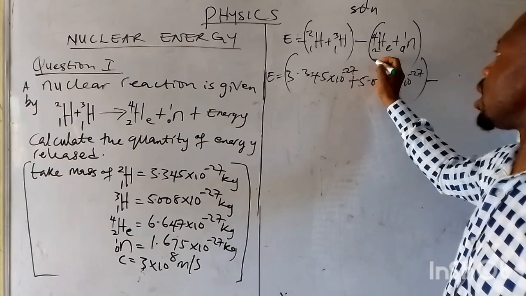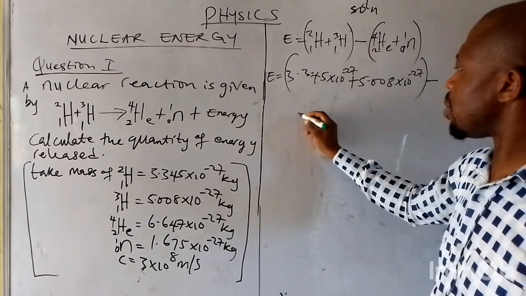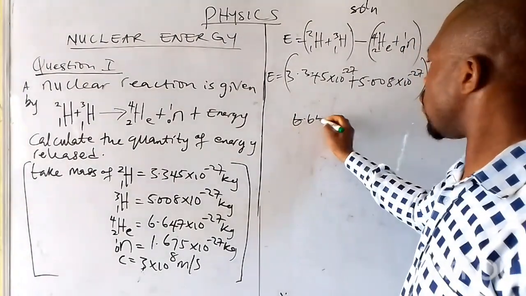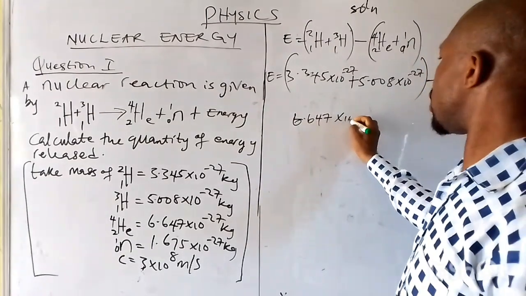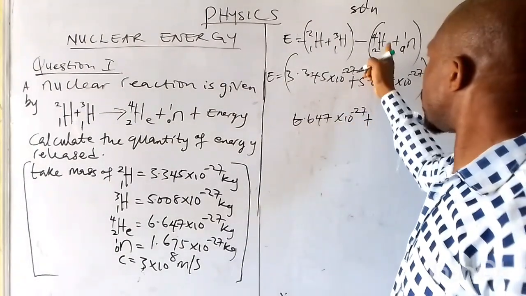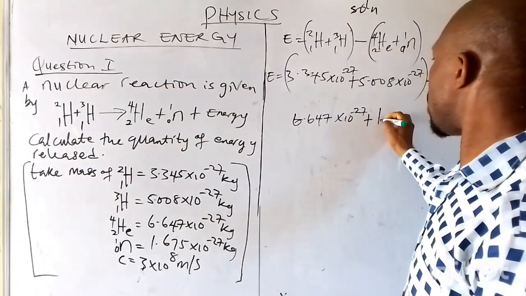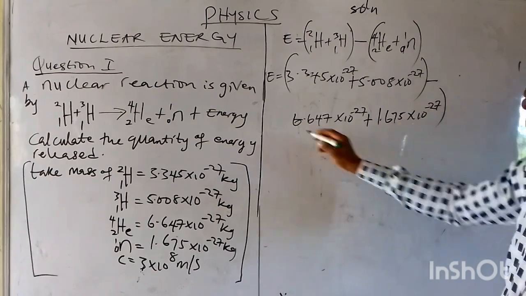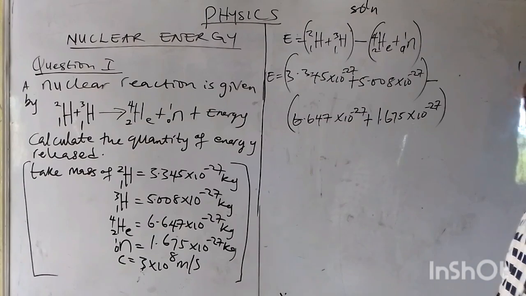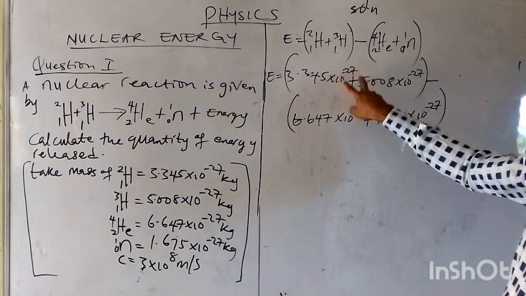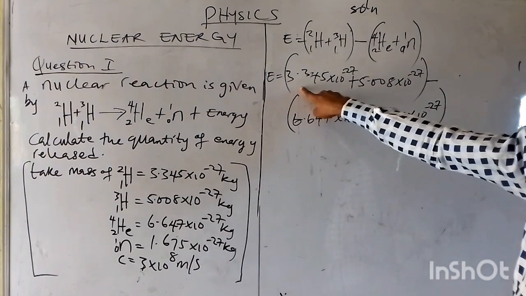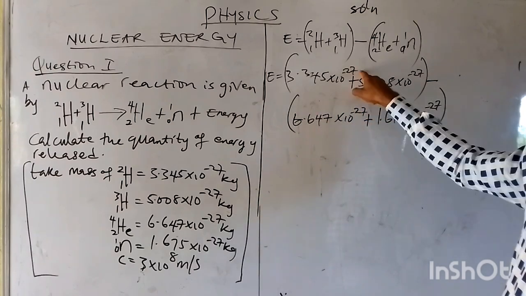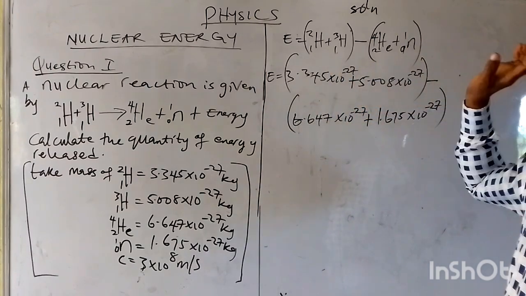If we write it down here, the reactant, the product will now give us minus 6.647 times 10 raised to the power minus 27 plus that of a neutron, which is 1.675 times 10 raised to the power minus 27. Now, at this point, remember from the law of indices, when we have an equation of this nature, add the bases together, and then since the index numbers are the same, just pick one of them.